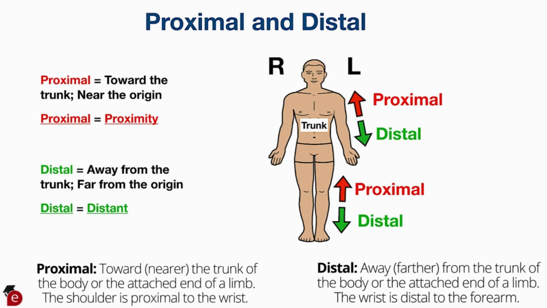Distal is the counter term for that, and this one means away or further from the trunk of the body or attachment of the end of the limb. So you can say that the wrist is distal to the forearm, meaning that the wrist is far away from the trunk of the body as compared to the position of the forearm.